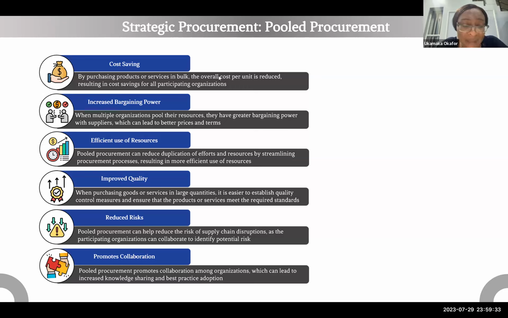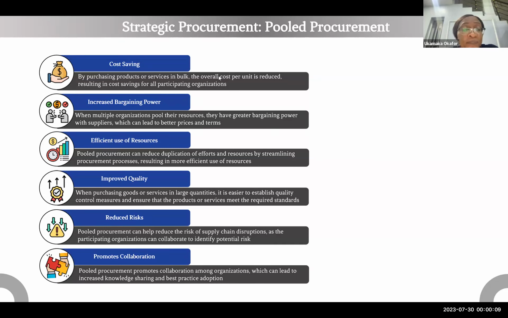So the food procurement can help reduce the risk of supply chain disruptions, and the participating organizations can collaborate to identify potential risks also. Then it promotes collaboration. Food procurement promotes collaboration among organizations, which can lead to increased knowledge sharing and best practice adoption. So as they collaborate, they also learn new things. In that collaboration, they will share knowledge, they will learn new things. People will learn from the mistakes of others and also learn from the successes of the stakeholders in that procurement platform.